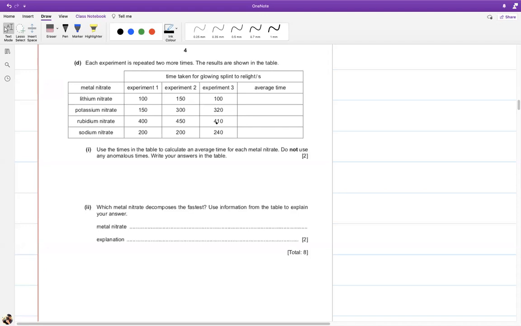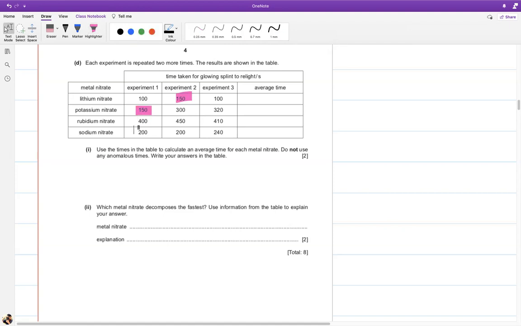Okay, so what we call these things is that they are anomalous. So we don't involve this. So we cancel this one out. We take the other two. Similarly, in the second one, you can see that there's 300, there's 320, and this one is anomalous. So we'll not include that.